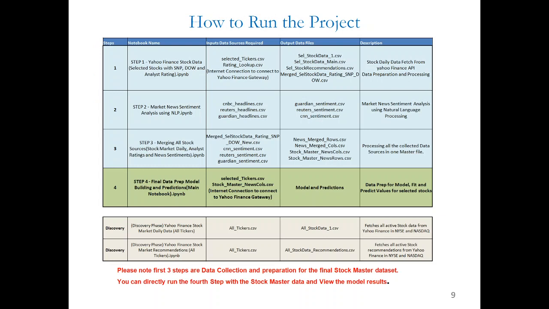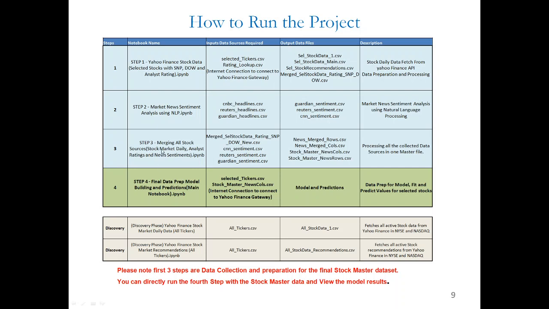This slide explains how to run this project. I have simplified all my work into 4 different steps. Step 1 explains how to get the stock daily data and the analyst ratings using the Yahoo APIs. The second one uses the Kaggle dataset and applies natural language processing to the market news available from the Kaggle dataset. Based on this, we derive the market sentiments and store them in CSVs.